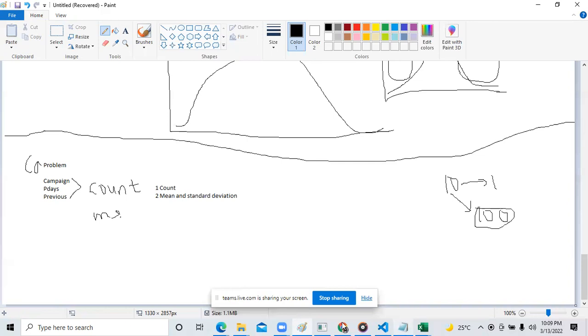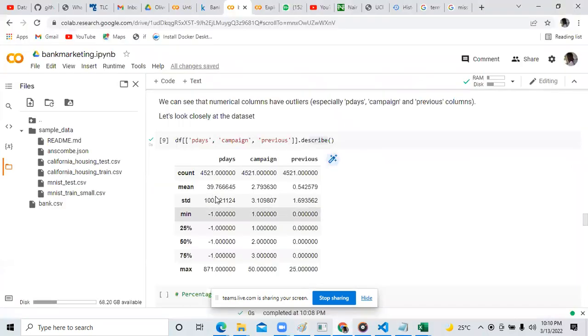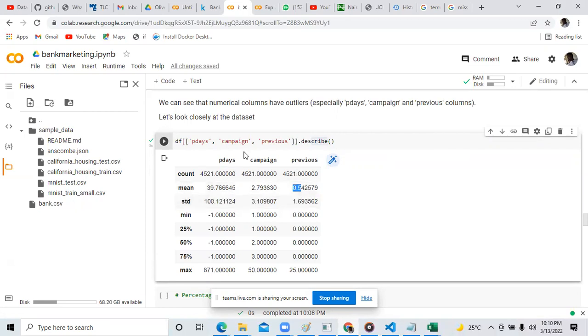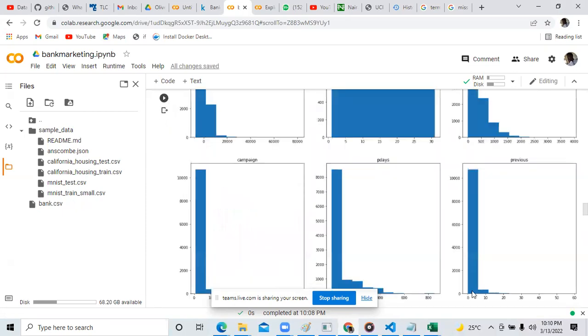I mentioned this to you before. Let's look at pdays. Our mean is 39 and our standard deviation is 100. Can you see that this is a big problem? Campaign: our mean is 2.7 and the standard deviation is 3.1, a very big problem. Previous: our mean is 0.5 and our standard deviation is 1.6. That's obviously why this data set is like this.